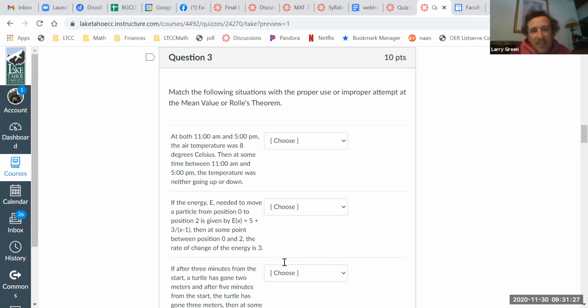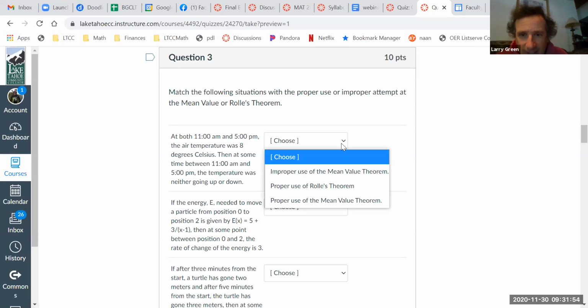Question 3 was a matching. Match the following with the proper use or improper attempt of the mean value or Rolle's theorem. At both 11 a.m. and 5 p.m., the air temperature was 8 degrees Celsius. Then at some time between 11 a.m. and 5 p.m., the temperature was neither going up or down. We have some choices, not too many. It's either improper use of mean value theorem, proper use of Rolle's theorem, or proper use of the mean value theorem. Which one is it?